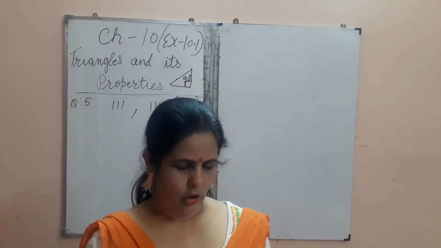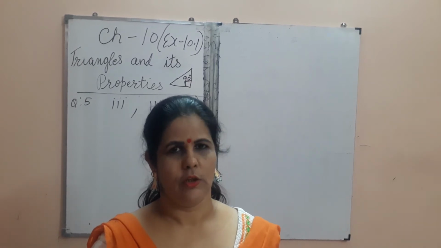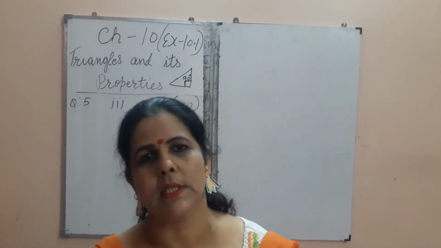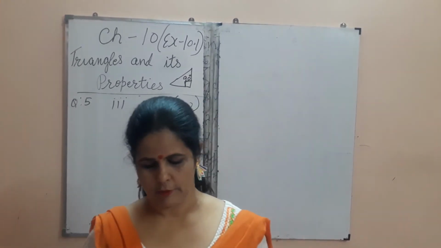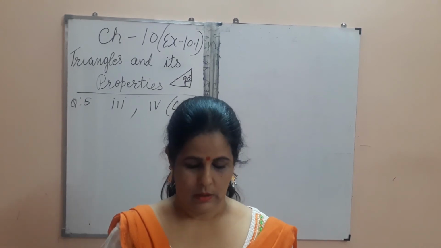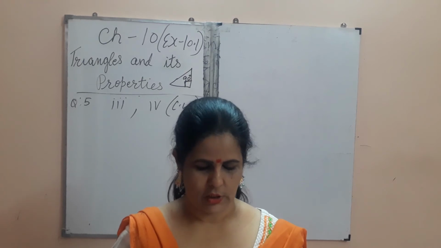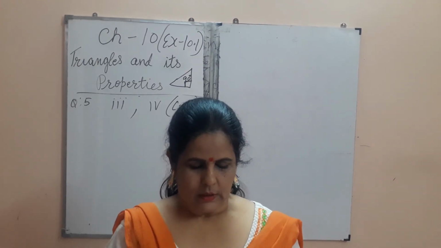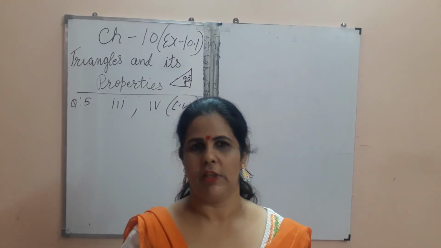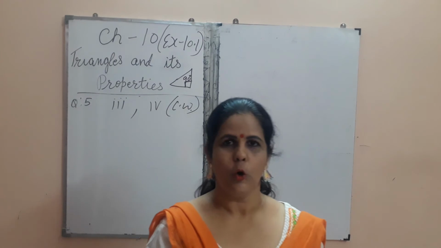First, all the three angles are less than 60 degrees. No, it is not possible, because only if all the three angles are 60 degrees will the sum of all the angles be 180 degrees. If they are less than 60, then the sum will not be equal to 180 degrees. So it is not possible. Second, the sum of the three angles exceeds 180. No, it is not possible, because the sum should be equal to 180 degrees.